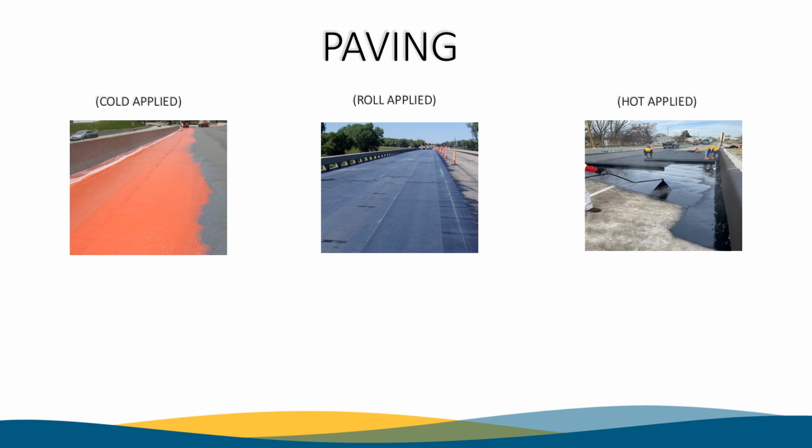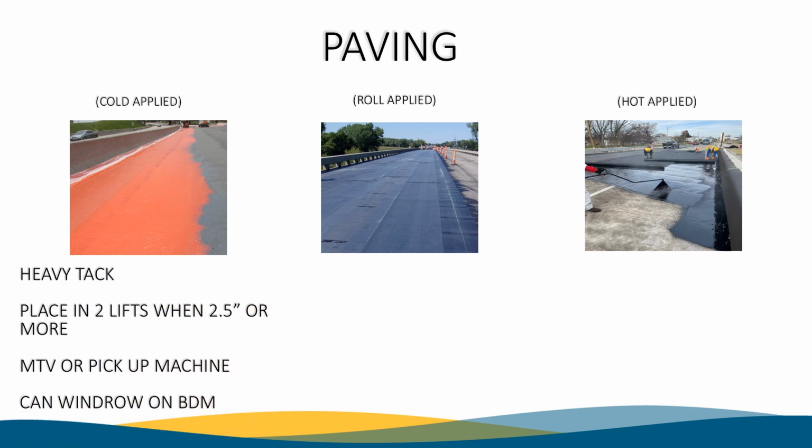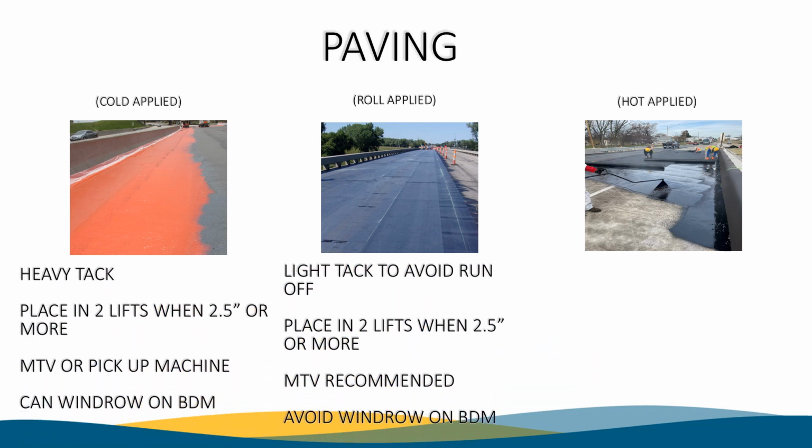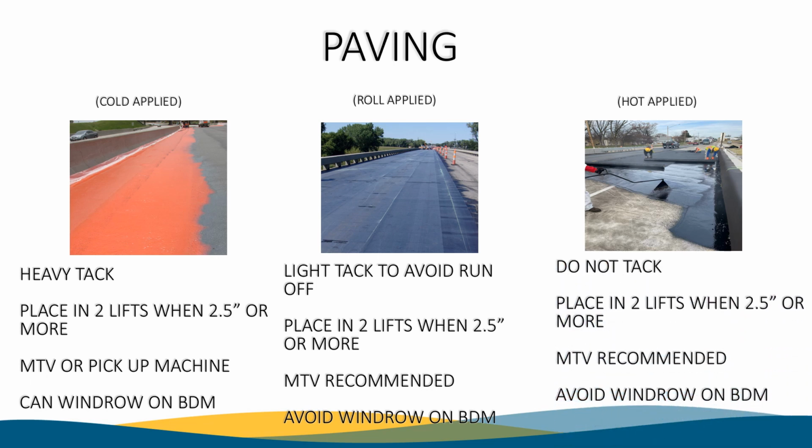The requirements for paving only differ in tack, for the most part. For cold applied, heavy tack is needed. For roll applied, a very light tack coat is needed. And lastly, hot applied is not tacked at all. All three systems are best paved in 2 lifts, and the use of an MTV is recommended when applicable.